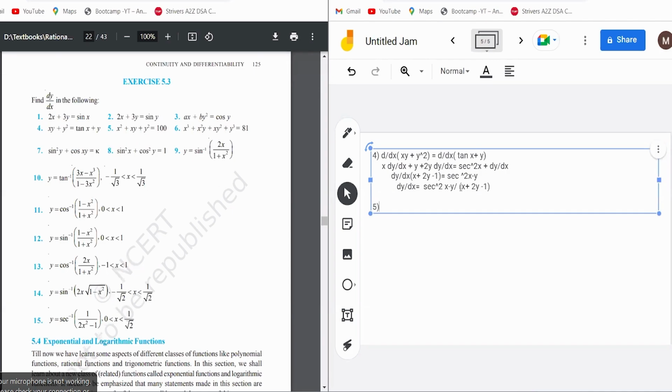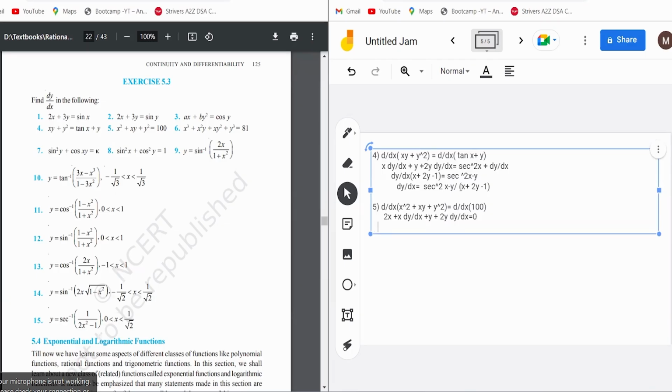So let's move to next question, question number 5. Again same thing, d by dx of x square plus xy plus y square equal to d by dx of 100. Okay, so it would be just simple 2x plus xy का अपन ने ऊपर किया, it would be x times dy by dx plus y plus 2y स्क्वायर क्या जाएगा 2y dy by dx equal to d by dx of 100 is 0.